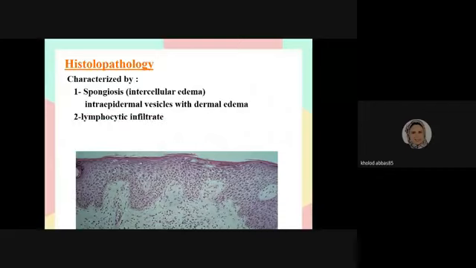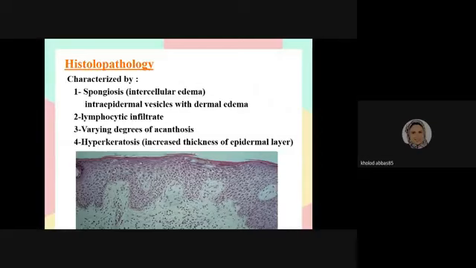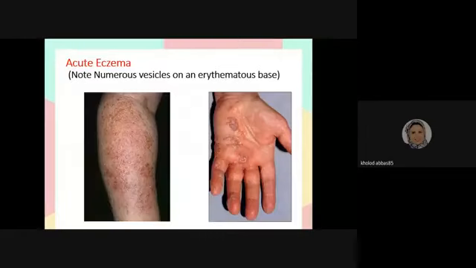There is lymphocytic infiltrate because it's inflammation. There is acanthosis, increase of the spinous layer, and hyperkeratosis, thickness of the epidermal layer. As we said, because there is thickening, hyperkeratosis, acanthosis, with spongiosis and lymphocytic infiltration. This is the main histological pattern.